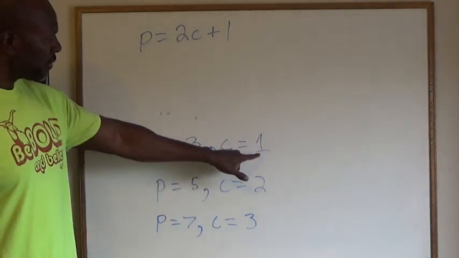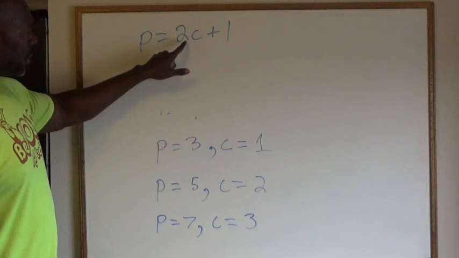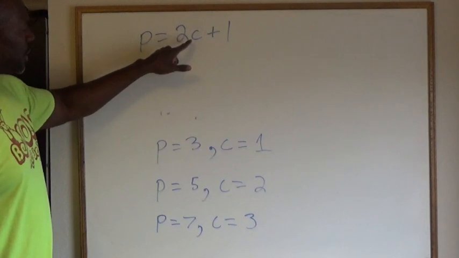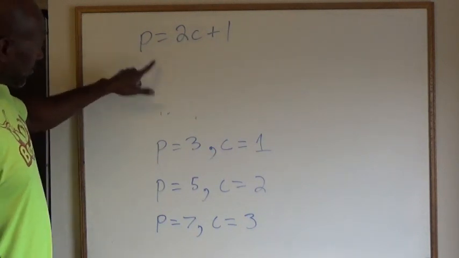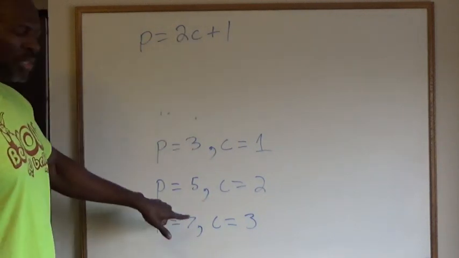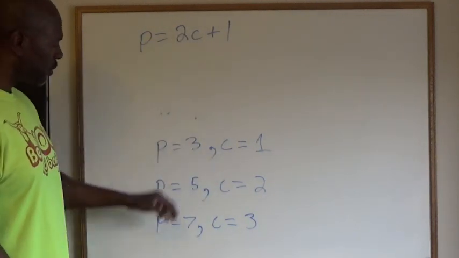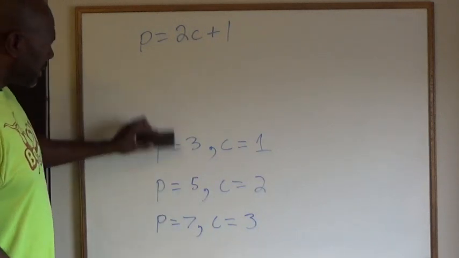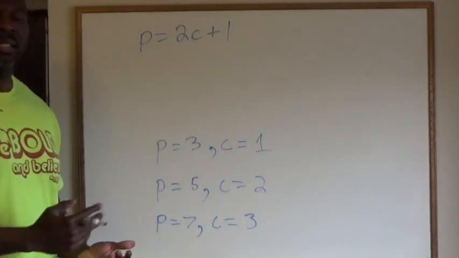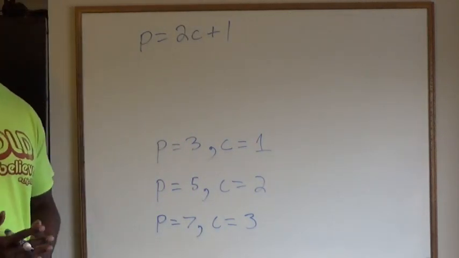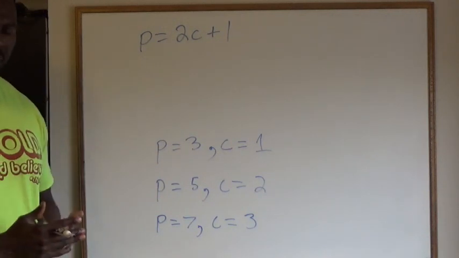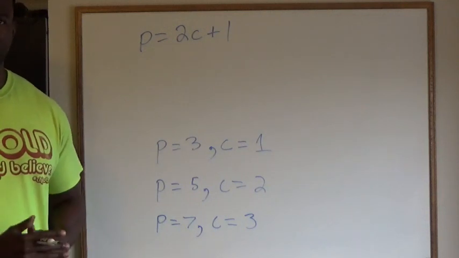So for instance, when C is 1, this is 2 times 1, which is 2, plus 1, you get 3. When C is 2, this is 2 times 2, which is 4, plus 1, you get 5. And when C is 3, this is 2 times 3, which is 6, plus 1, you get 7. So it's obvious this relationship holds for this particular case. And I think it's understood, but I want to state it explicitly here, that P and C are natural numbers, meaning positive whole numbers, positive integers. So 1, 2, 3, and 4, like that.